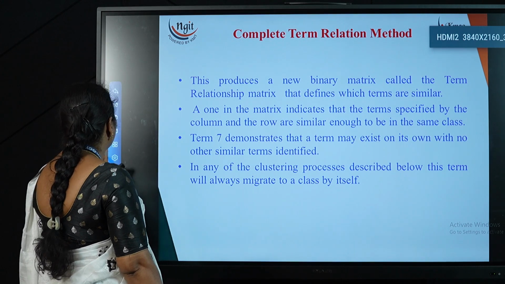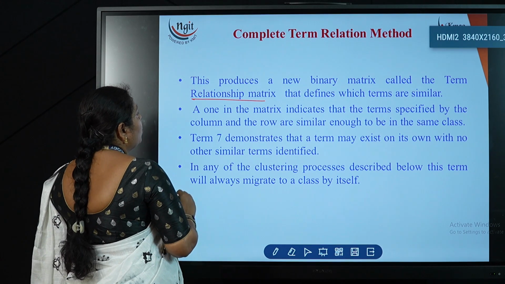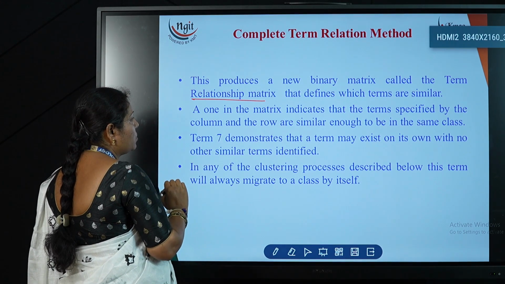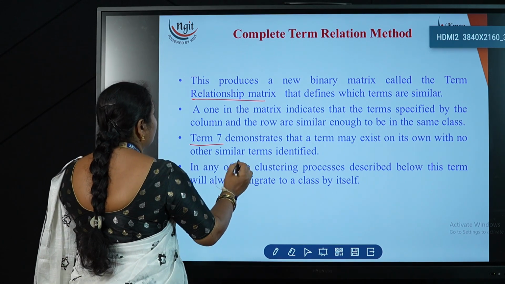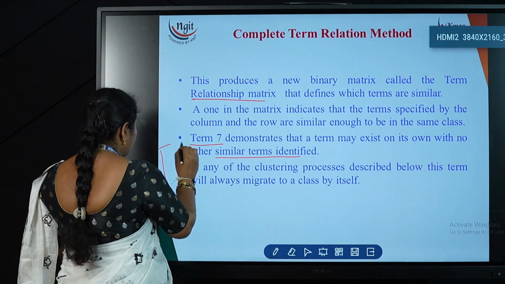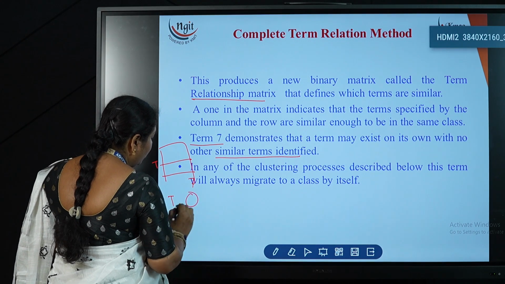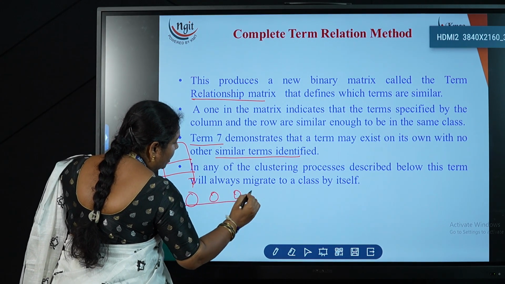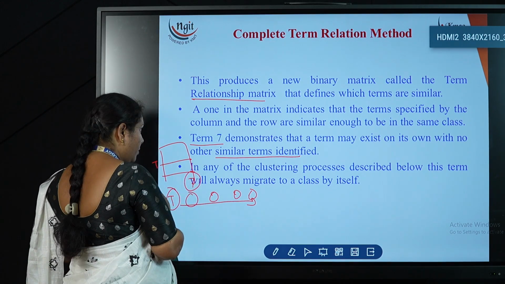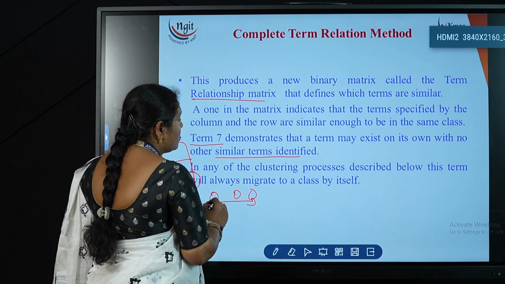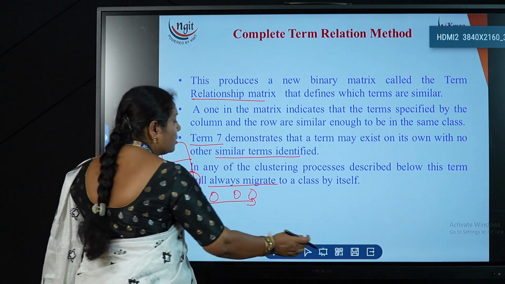So this produces a binary cell matrix called the relationship matrix, as we have seen. And what are the similar matrices, the similarity between these two? Term 7 demonstrates that a term may exist on its own, and no similar terms are identified. If you have the matrix, okay, here TT is there, and if for this particular term I am getting all zeros, what is the meaning? There is no similar value related to this term. Okay, in any of the clustering process, a term can always migrate to a class by itself. Yes, this is an important point.